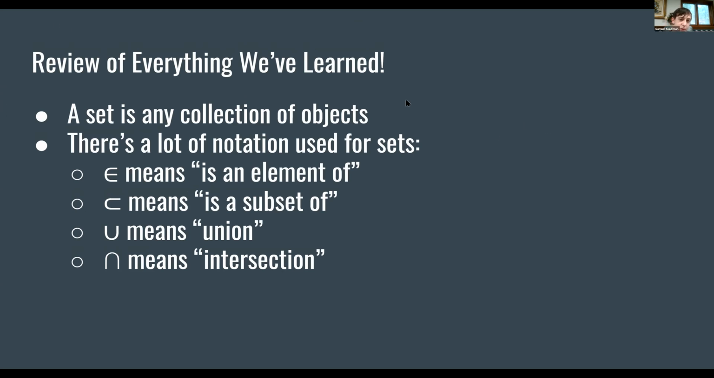So this is what we learned in the first class. We talked about that a set is any collection of objects, and that's the definition we've been working off so far. And we have a lot of notation that we use for sets. We learned that this epsilon means is an element of, this sideways U means is a subset of, this U means union, and the upside down U means intersection. A subset is a set that's contained inside another set. Union is the set of all elements that are in either of two sets. And intersection is the set of all elements that are in both sets.